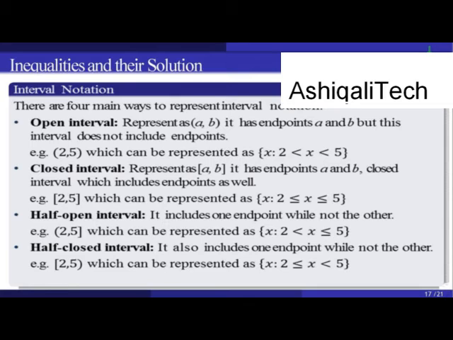Dear students, now we define half open interval. It includes one endpoint, but it does not include the other endpoint. For example, if we write 2 to 5 and it is open at 2 and closed at 5, it contains 5 but it does not contain 2, so it is called half open interval. Similarly, we can write half closed interval. It also includes one endpoint, but the other endpoint is not included. For example, if we write 2 to 5, 2 is closed and from the 5 side it is open, so it is called half closed interval. It contains 2 but 5 is not included.